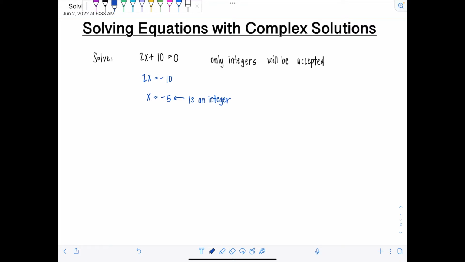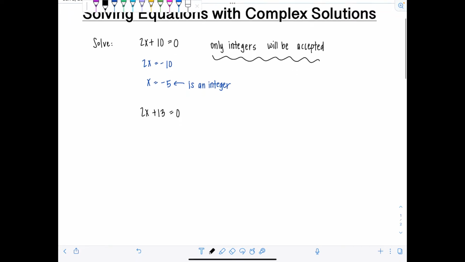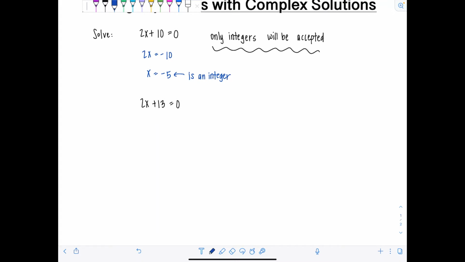But what if I switched up the equation a little bit, and now I made it 2x plus 13 equals 0, and I still said only integers will be accepted as solutions? Well, you're going to go through the same procedure, subtract 13 this time. So we have 2x equals negative 13, x equals negative 13 over 2, but that's not an integer. It is a rational number, but at this point, whoever's wanting you to solve the equations isn't going to accept that answer. They're saying, I'm only considering integers as solutions. So what would you do?